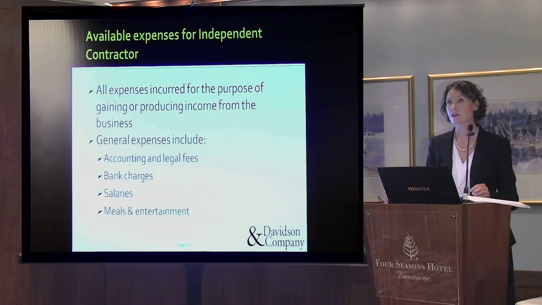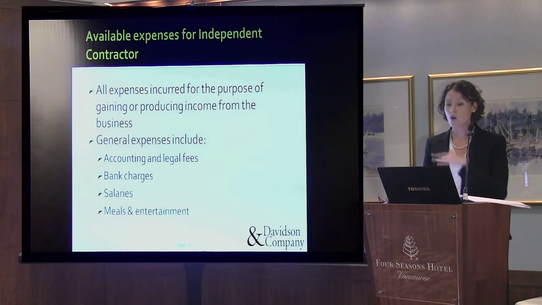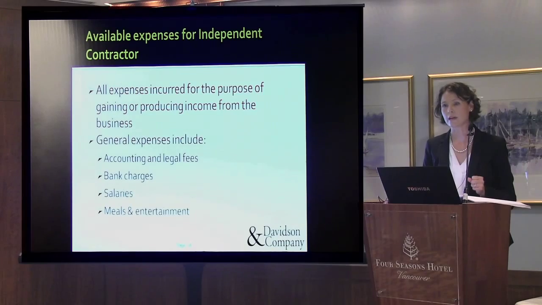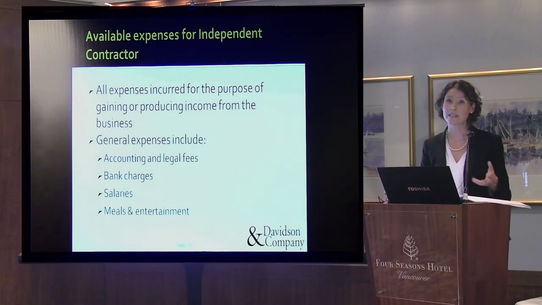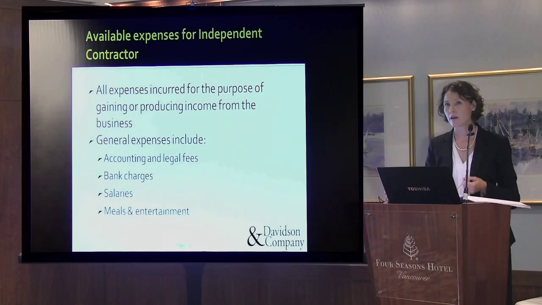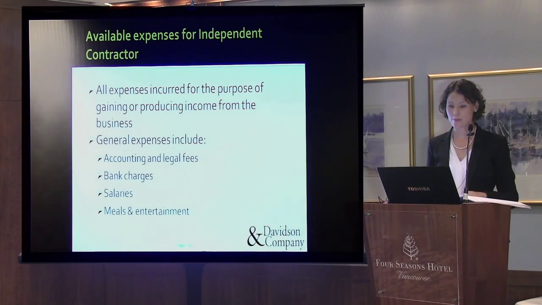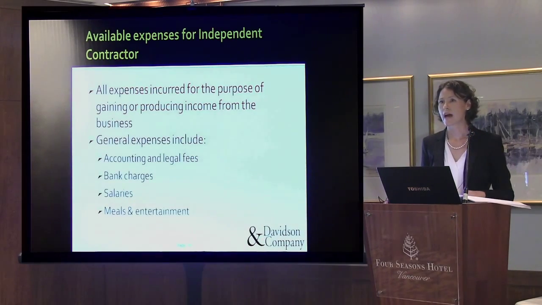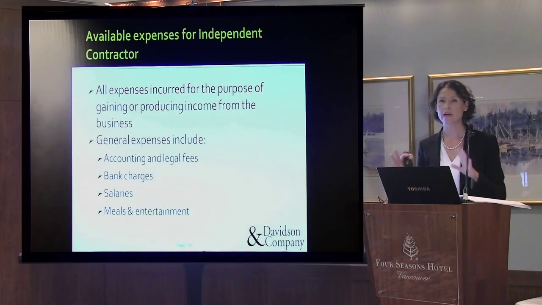So some of the expenses that are available for independent contractors, it's really broad. It's all expenses incurred for the purpose of earning income or producing income from a business. So generally we see accounting and legal fees, we see bank charges, we see salaries, and we see meals and entertainment. For the salaries, just make sure that if you're going to be paying salaries to your spouse or your kids, that you limit them to be actual amounts for actual work performed. And for kids under 18, be really careful. They have to actually be performing some form of service.